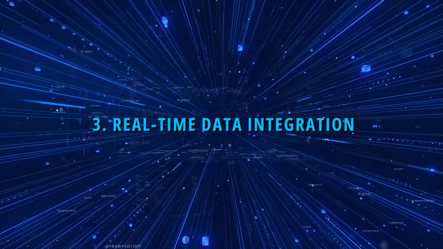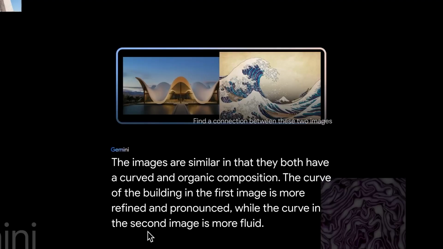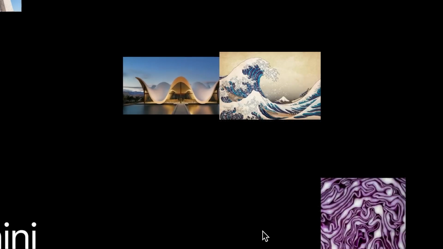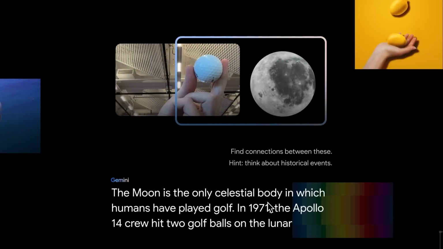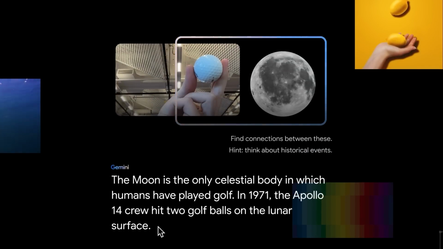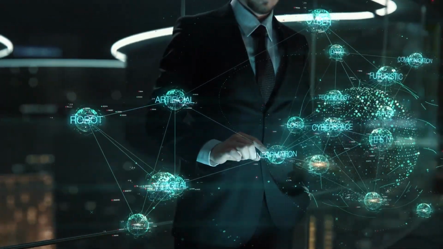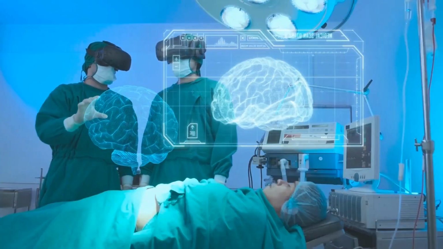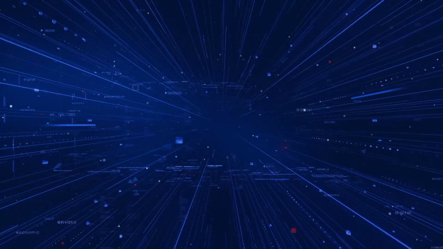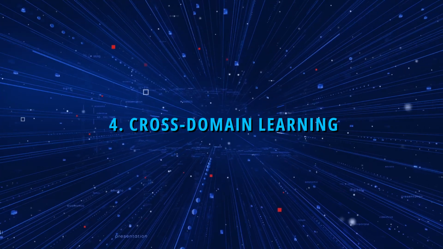Number 3. Real-time data integration. GEMMA excels at real-time data integration, enabling machines to process and analyze information on the fly. This capability is particularly valuable in scenarios where quick decision-making is crucial, such as autonomous vehicles, healthcare diagnostics, and financial trading. Number 4. Cross-domain learning.